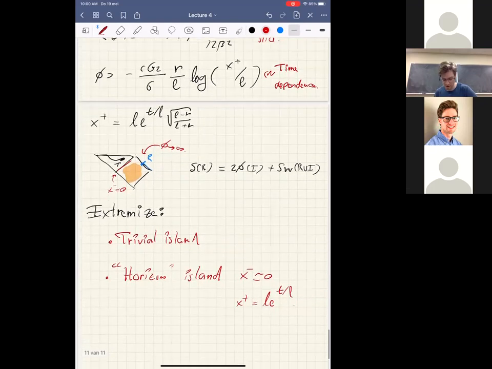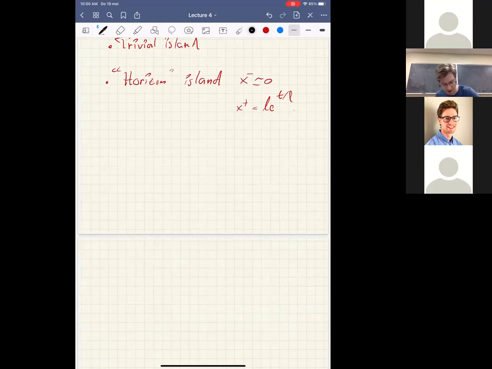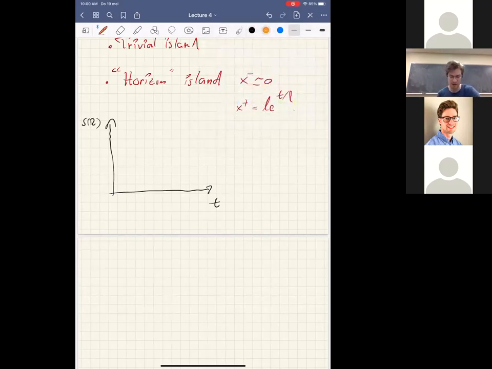Okay, so when you now plot the entropy associated with these two islands, you get the following picture, and then we will basically be done. As a function of time, the entropy that we now get is the following. There's the possible contribution of the trivial island. Remember that when we are applying the island formula, if there are multiple possible islands, we need to take the one that gives the lowest entropy. So initially you will have the trivial island that gives the dominant contribution.